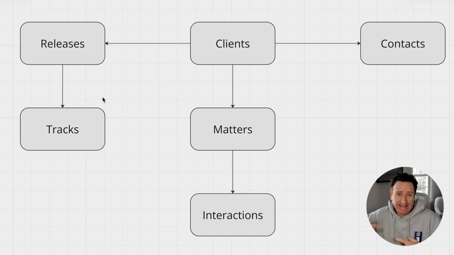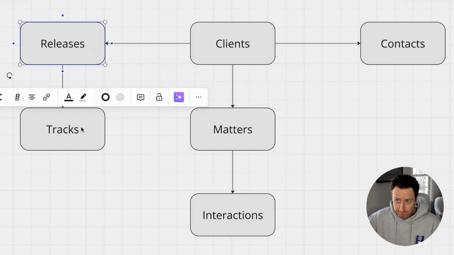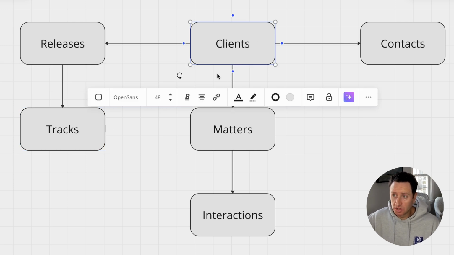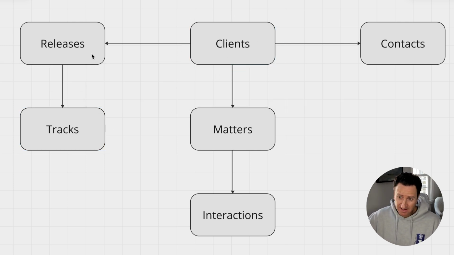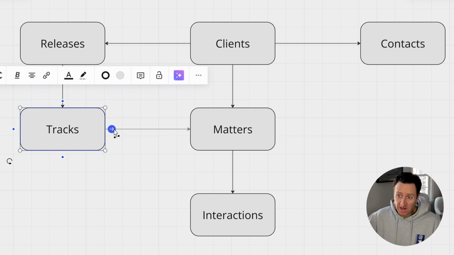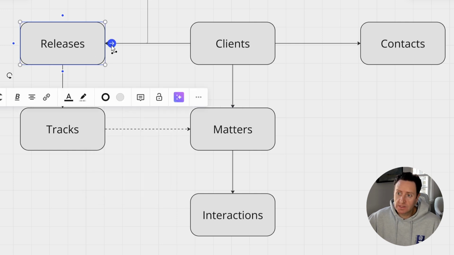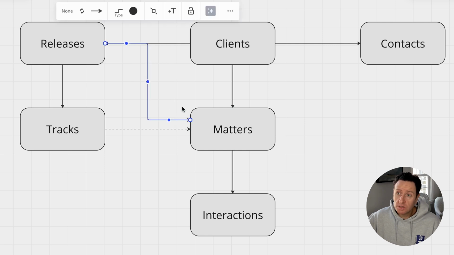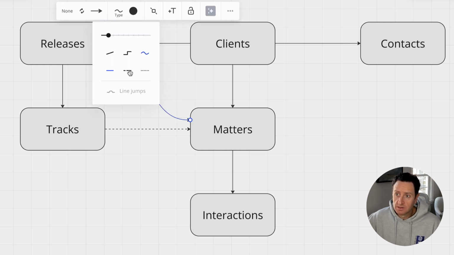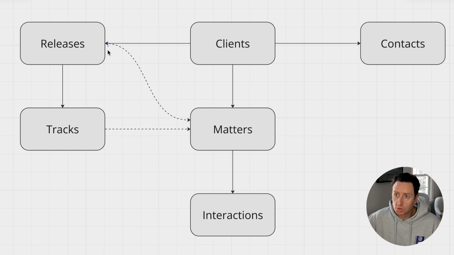Then there's going to be some optional relationships between matters and other things, to the extent that the matter is not only associated to the client itself. For instance, a matter could be very specifically associated to the track. I would say it doesn't have to be. So to represent that, I'm going to put this as a dotted line. The same thing goes for releases. A release could be related to a matter, but not necessarily. So we are going to have that be a dotted line as well.